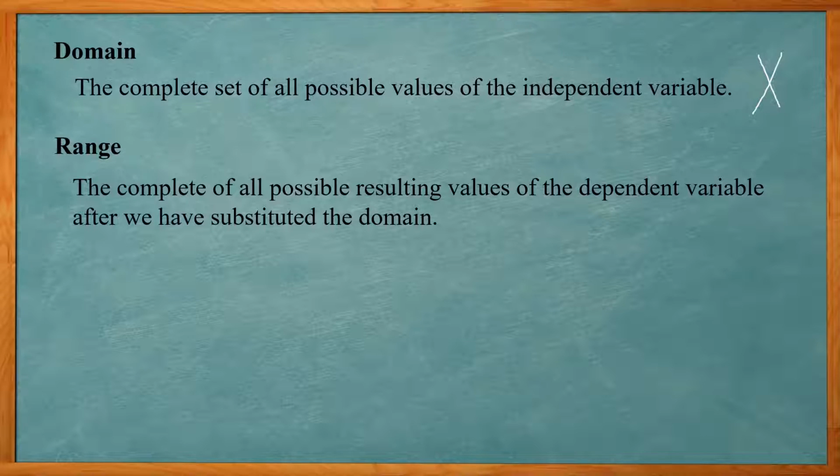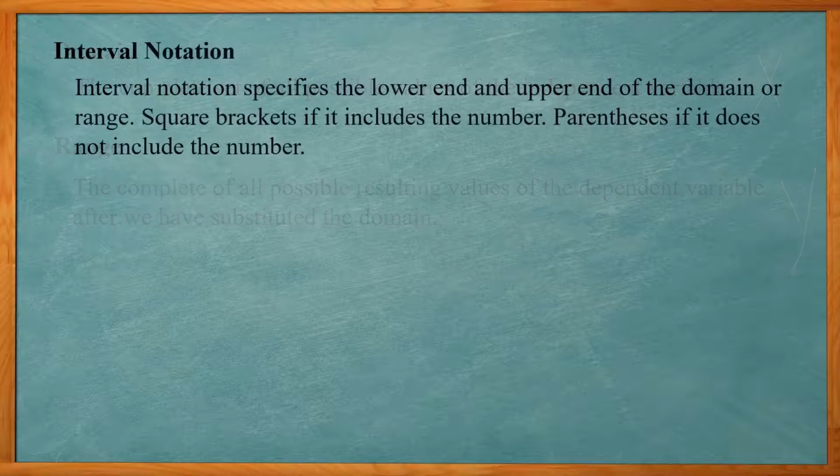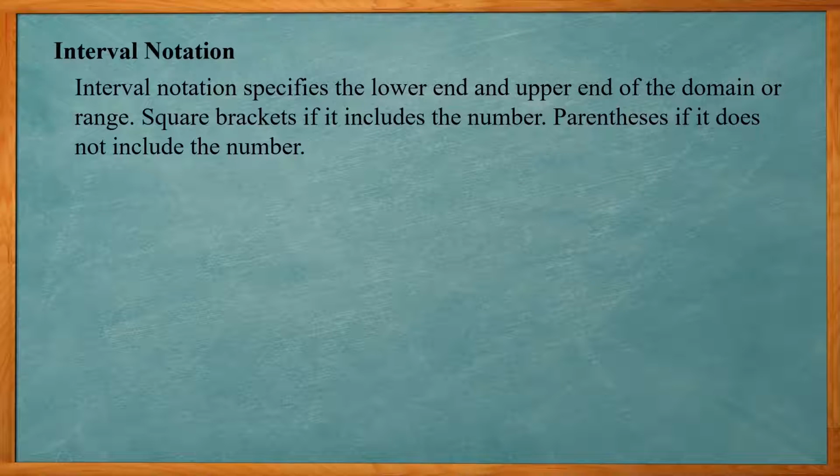And our range, that's a complete set of possible resulting values of the dependent variable after we have substituted the domain. And our dependent variable is typically y. Now we usually write the domain and range using interval notation. Interval notation specifies the lower end and upper end of the domain or range. Square brackets are used if it includes the number, and parentheses are used if we do not include the number.